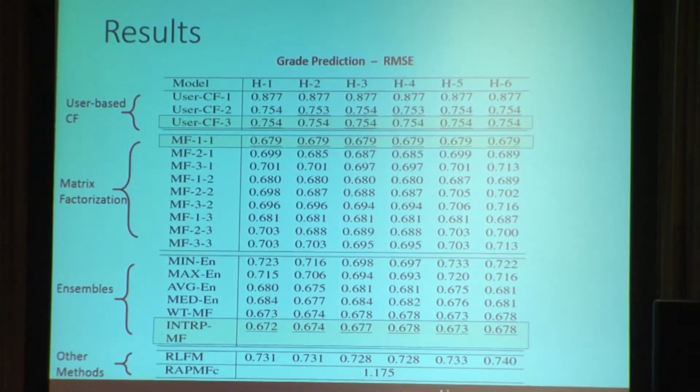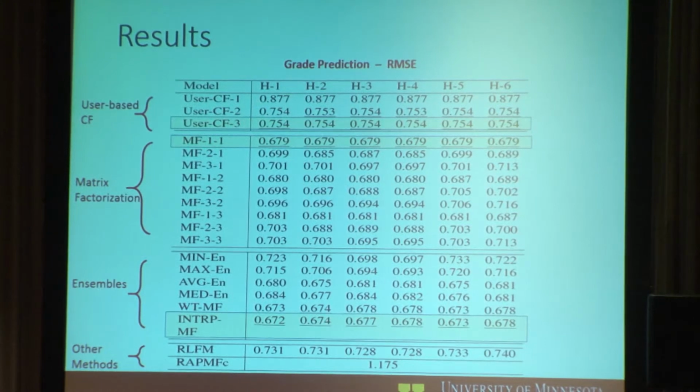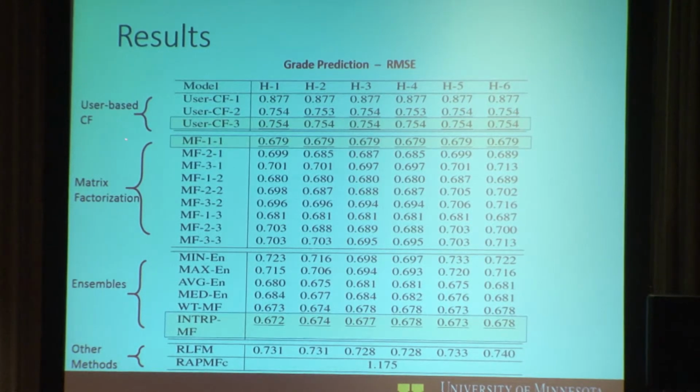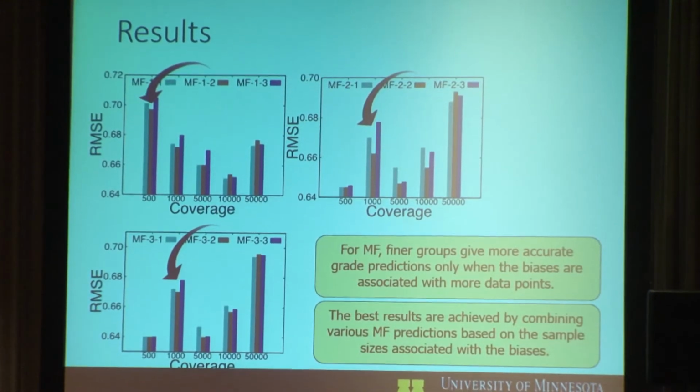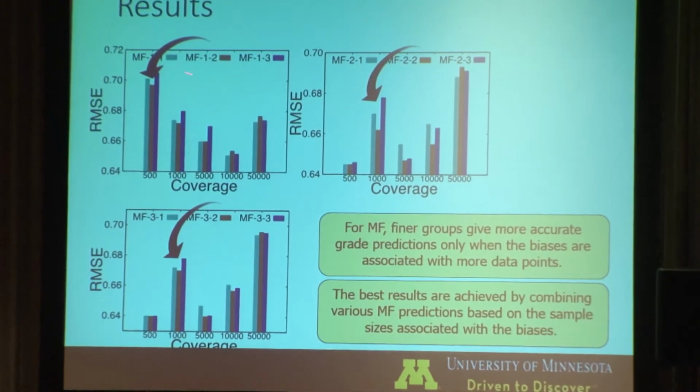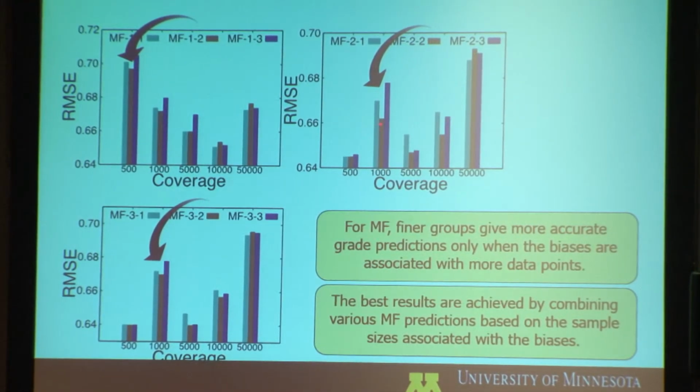As for grade prediction, utilizing the finer groups only leads to better, more accurate predictions for user-based collaborative filtering. This is not the case for matrix factorization all the time. The matrix factorization methods that utilize the finer groups only lead to more accurate predictions when their biases are associated with a larger number of samples. That makes us able to actually estimate these biases.